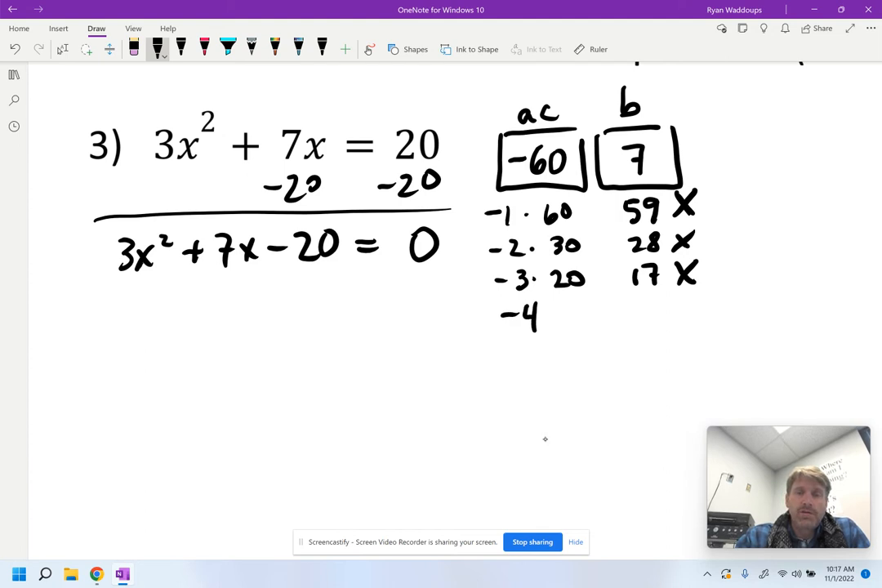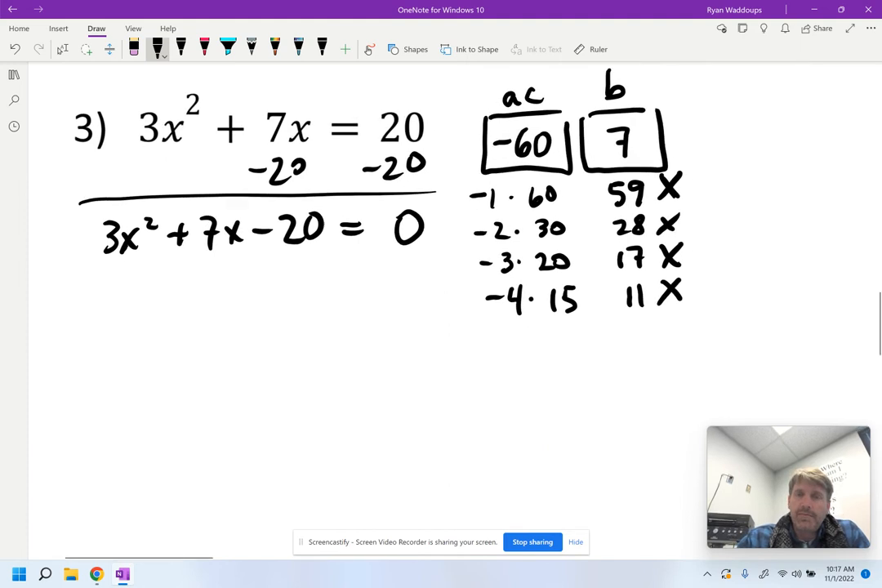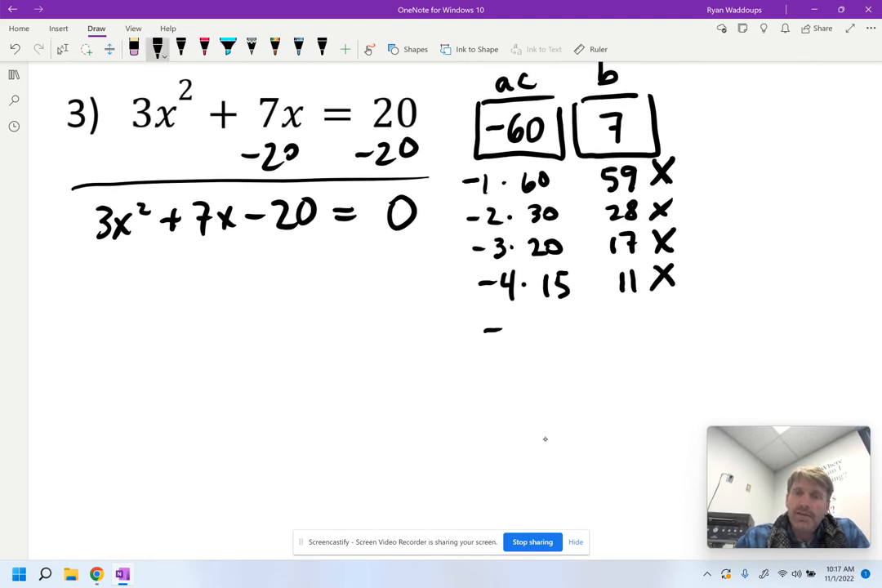Negative 4 times 15 is negative 60, and negative 4 plus 15 would be 11. Not it. We're getting closer. Negative 5 times 12 is negative 60. Negative 5 plus 12 is 7. Those are the numbers that we're looking for because we want it to be equal to 7 in the sum. Because negative 5 plus 12 is 7.